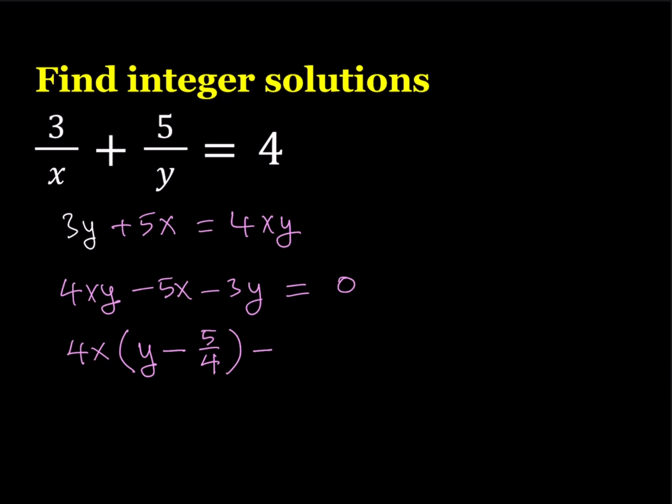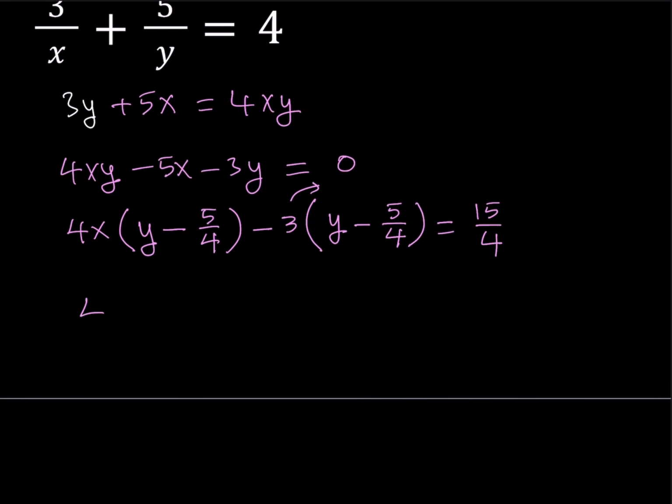And then, of course, the rest is similar. I'm going to take out a negative 3. My goal is to get the same thing inside the parentheses, which means I have to have y minus 5/4. But notice that negative 5/4 is going to be multiplied by 3, and that's going to give you 15/4. In other words, I'm adding 15/4 to both sides of this equation. Now, I can just go ahead and factor it like this. 4x minus 3 multiplied by y minus 5/4 equals 15/4.